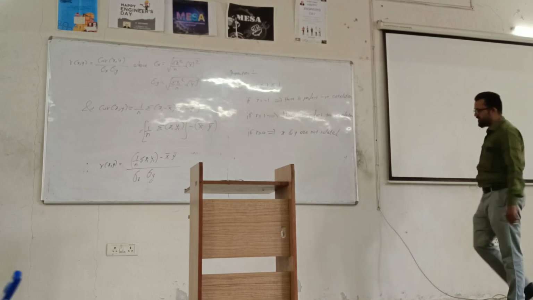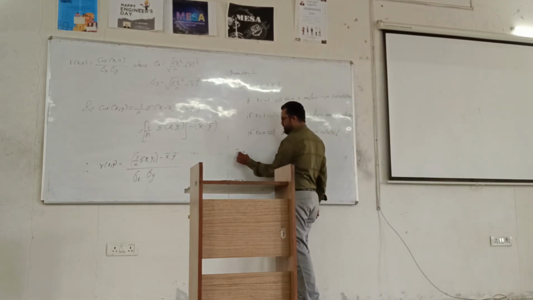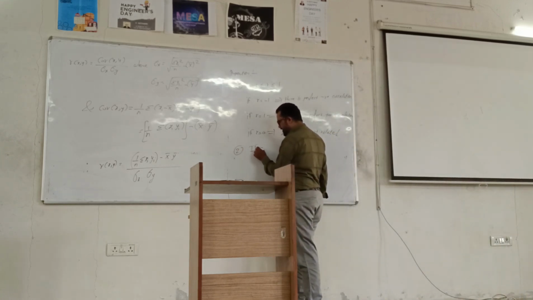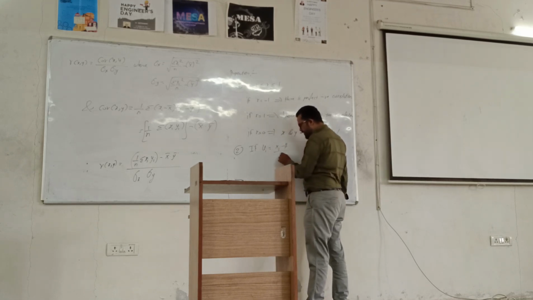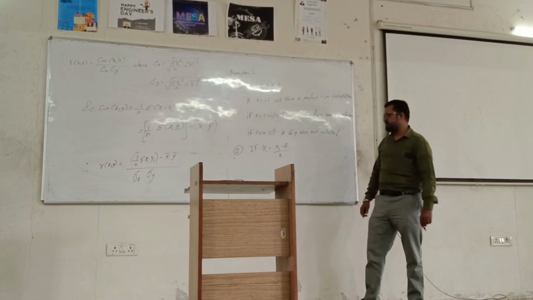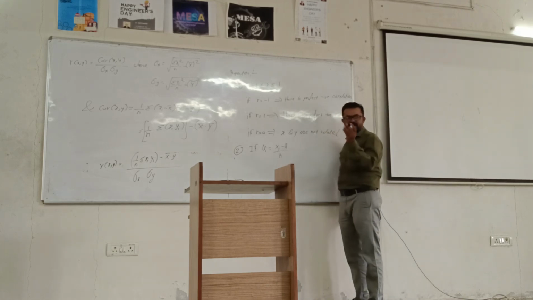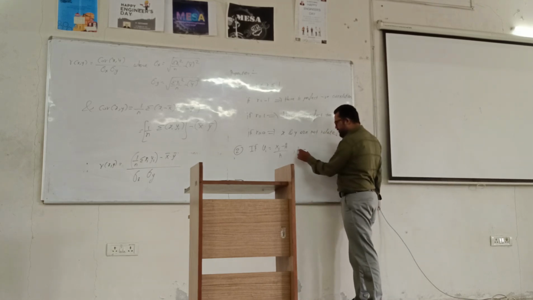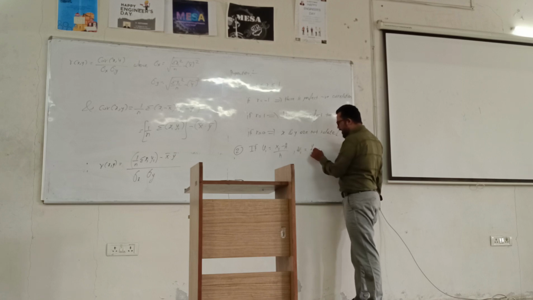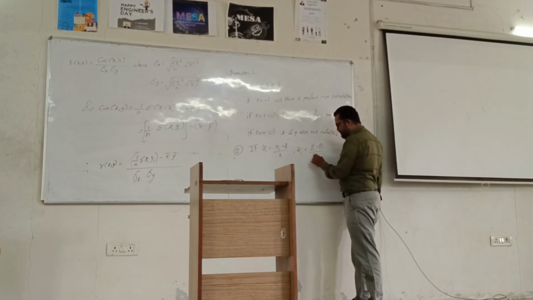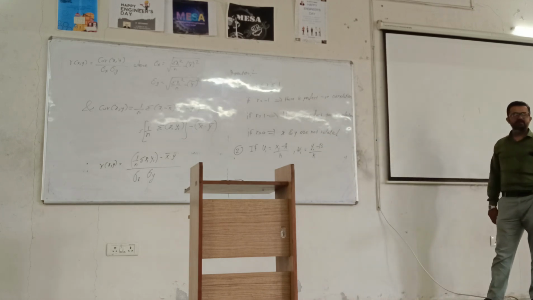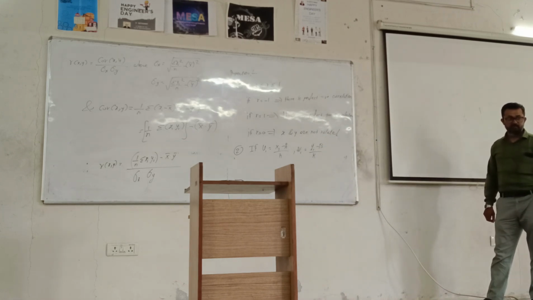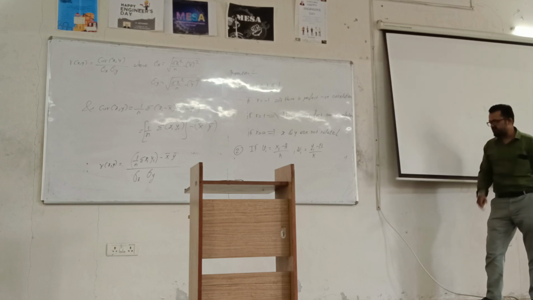Second property: if I take ui equals xi minus a upon h, that means I am applying a shortcut. We know how to choose a and h. And vi equals yi minus b upon k. Then a, b, h and k are constants, provided h and k should not be 0.